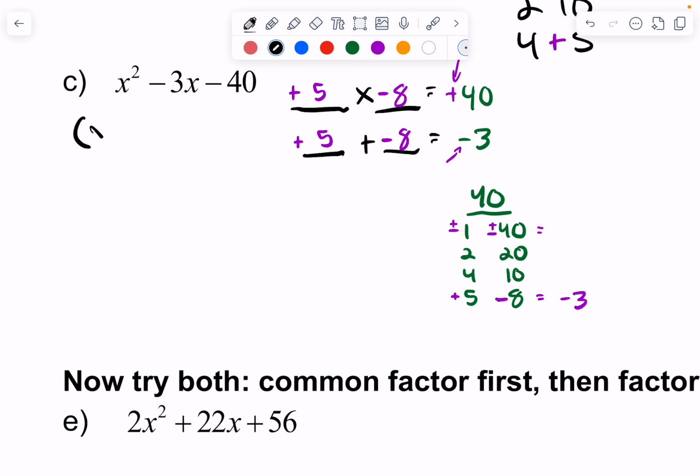Just fill in your brackets. So we have x plus 5, x minus 8 equals. Make sure you remember equal signs. That's factored form.